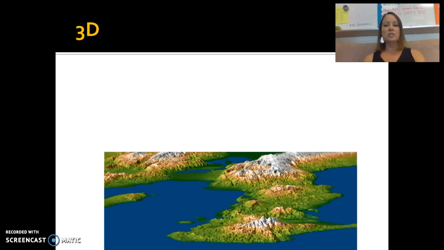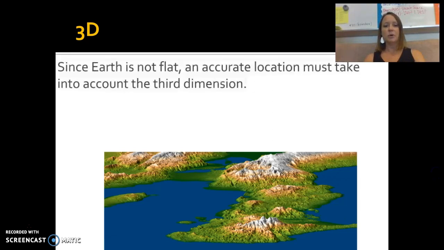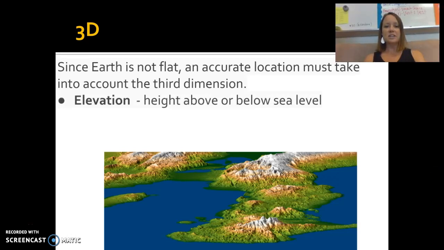Now, it's hard to show 3 dimensions on a 2D flat sheet of paper. So there are special maps that we'll look at next week that show elevation and landforms. But the term that we use for the height above sea level is elevation. Sea level is at 0. Anything above that would have an elevation above sea level.